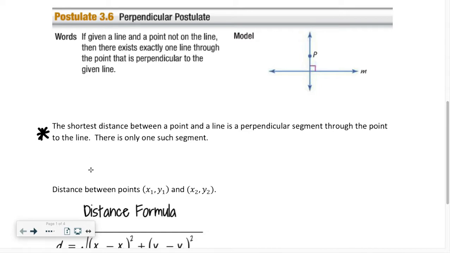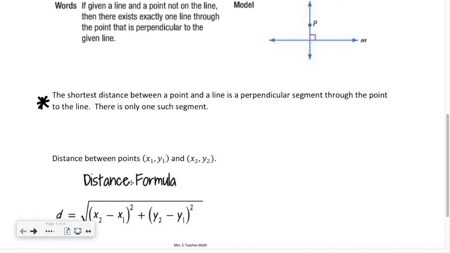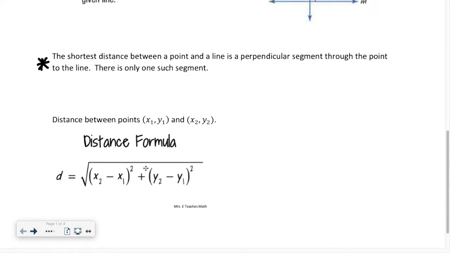Okay, so distance between points. Here, guys, this is just a reminder of the distance formula. Should be becoming familiar at this point. X2 minus x1 squared plus y2 minus y1 squared, taking the square root of all of that.